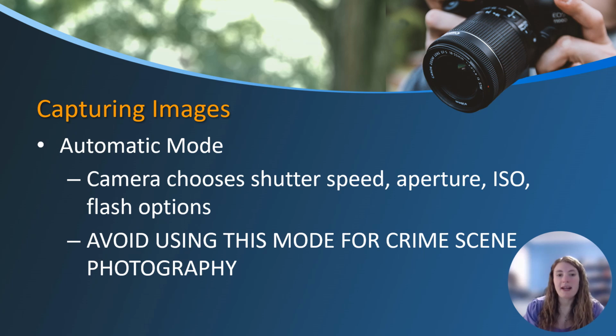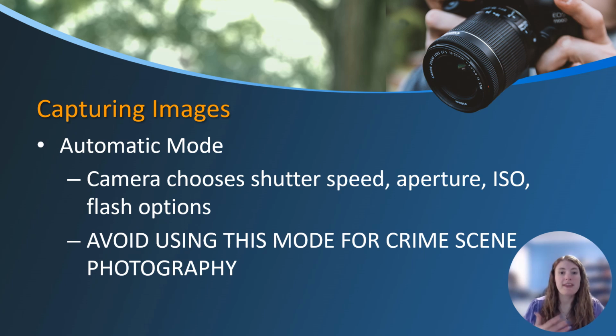Now, the automatic mode is the most common, but it's also the least helpful for crime scene photography. In the automatic mode, the camera sensors are in charge of controlling everything, and that includes the shutter speed, the aperture, the ISO, and whether or not the flash comes out. The problem with automatic is that the camera reacts to the light in the scene, but it doesn't know to take into account the context of the photograph.